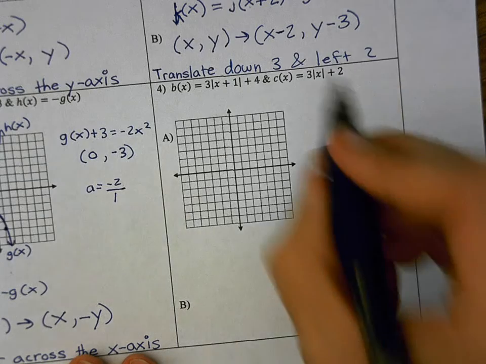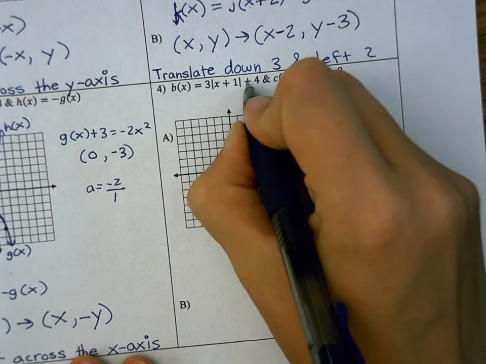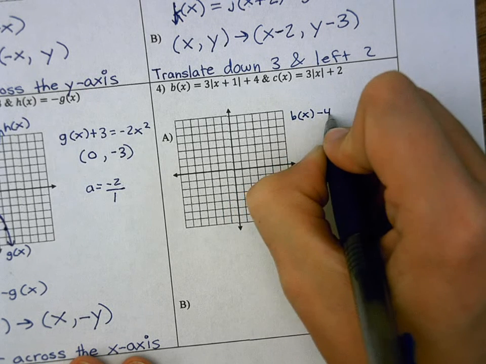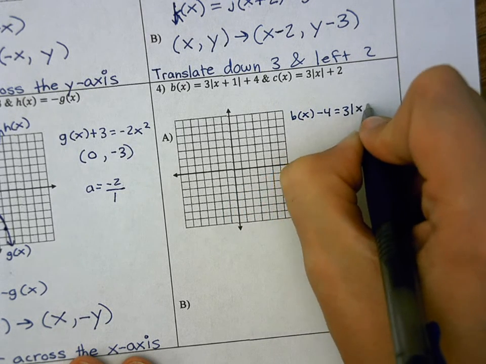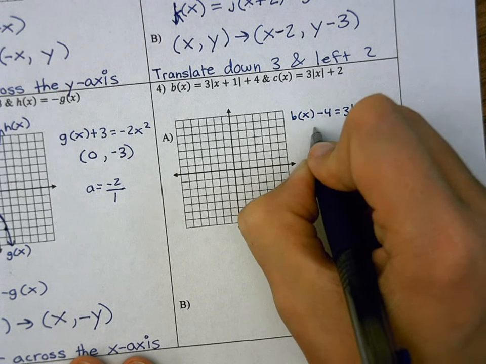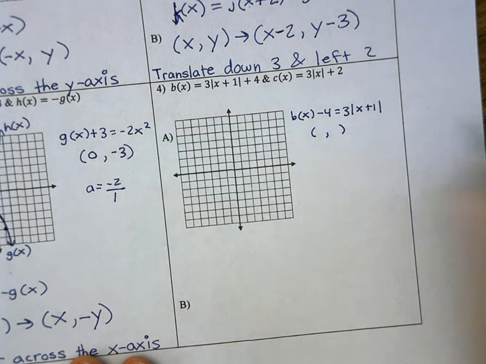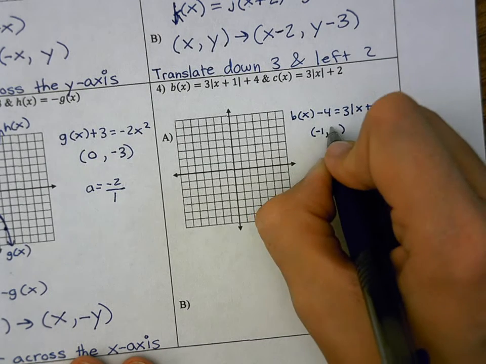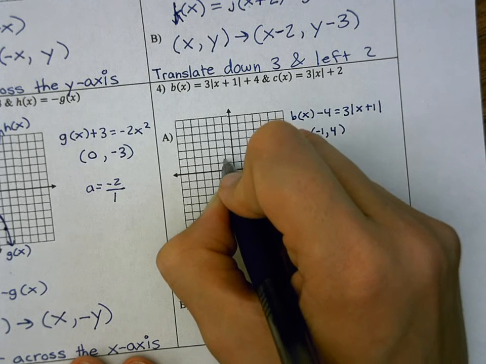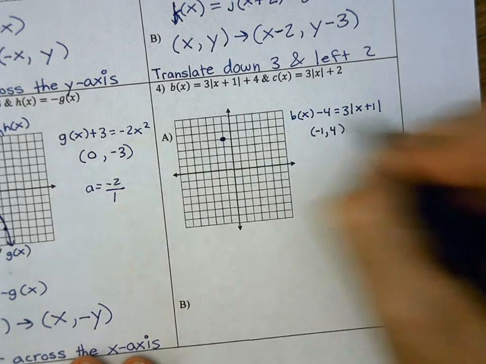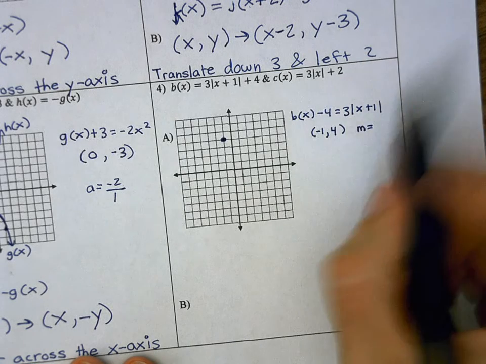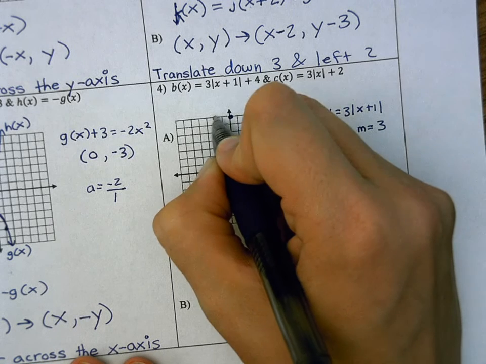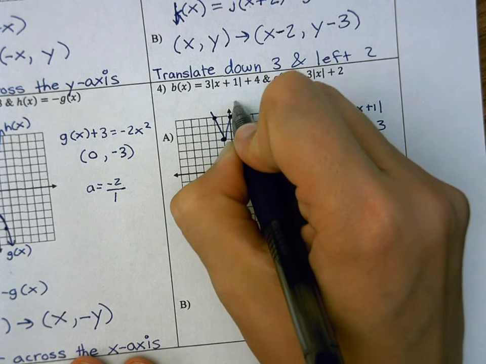We have b of x. Let's go ahead and turn it into descriptive form, subtract that 4 to the other side. And what's your starting point? Okay, my starting point is -1 for the x and +4 for the y. And your slope for this linear absolute value is 3, just telling me I'm going up 3 over 1. And I have my b of x.